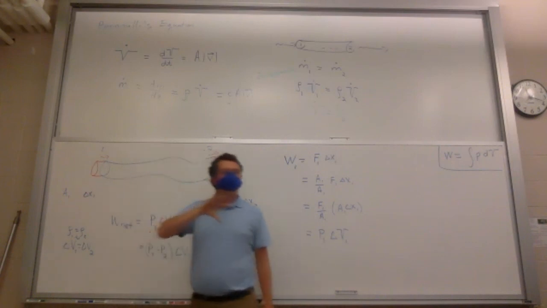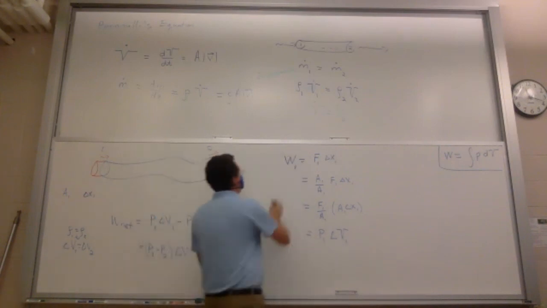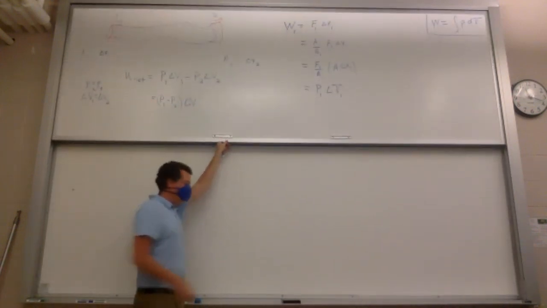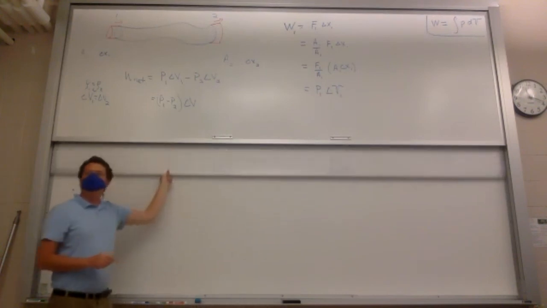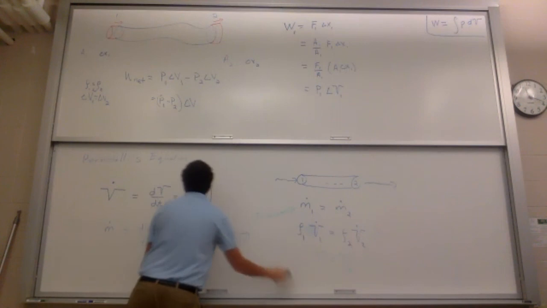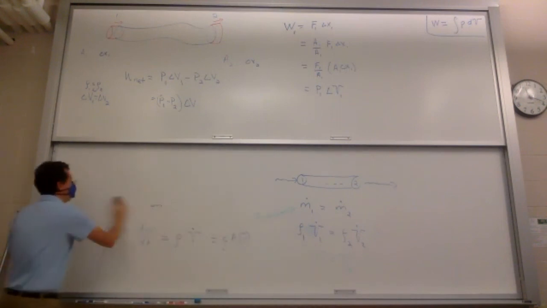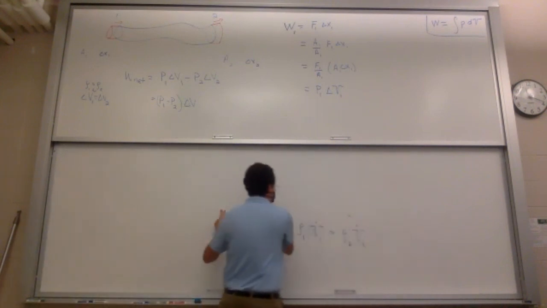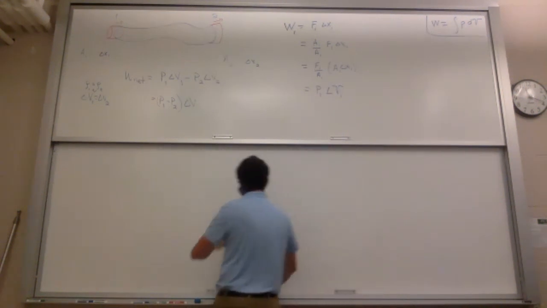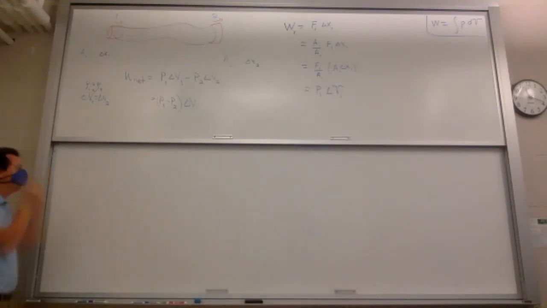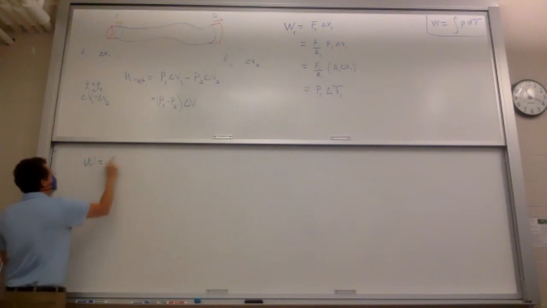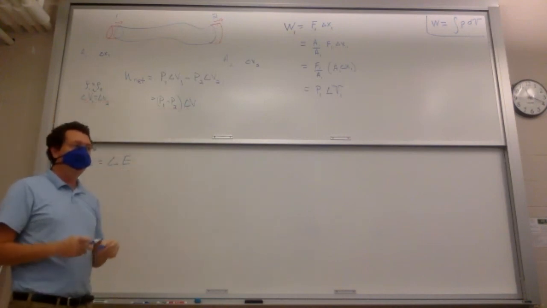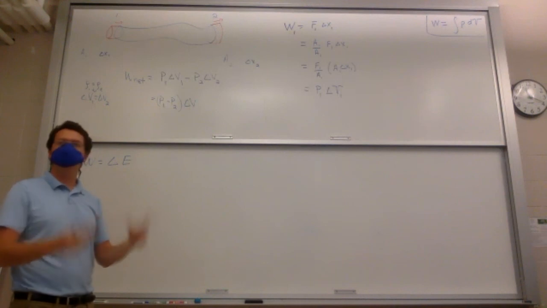What we have to do next is to go back to the work energy theorem. What does the work energy theorem tell us? Work equals what? What we talked about last week. Work equals change in energy. So I know that work equals the change in energy of the system. Well, the system is going to be the fluid in the pipe. So what is the change in energy of the system, of the fluid in the pipe?